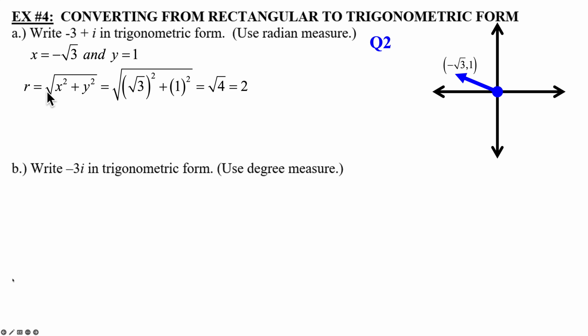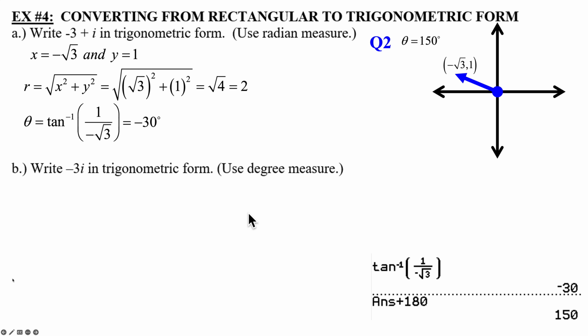R, bring in that square root of x squared plus y squared, so the square root of √3 squared, which will be 3, plus 1 squared is 1, that's a 4, square root of 4 is 2. Now my theta, inverse tangent of y over a negative square root of 3. I'm going to go to my calculator for that. Type it in, I get a negative, wait a minute, negative 30 degrees. Oh, well, yeah, that's right.